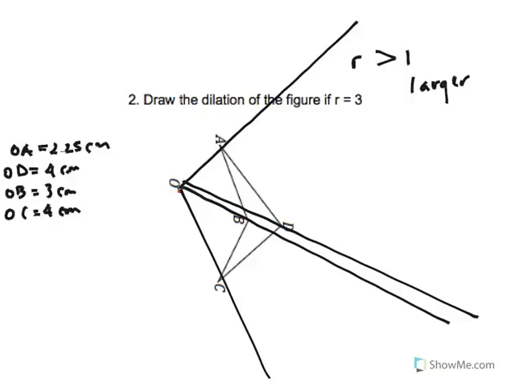So remember before we just multiplied the scale factor by each length? We're going to do the same thing again. Multiply by the scale factor, in which case the scale factor is 3. So let's do our math. We get 12, 9, 12, 6.75 centimeters. So let's measure those out for our new vertices.